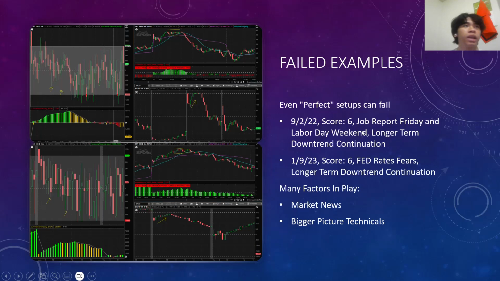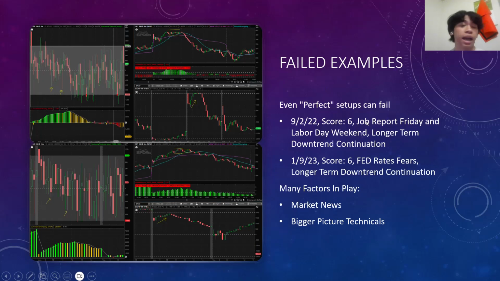So even the perfect setup, or any setup, can fail, right? As you can see here on September 2nd, I keep score of how good the setup is based on how many criteria it has met, and the score goes from 0 to 6, 6 being the perfect score. So on this day, it had the perfect score: very good ADD movement, high VOLD, consolidation, separation from VWAP, the low ticks are being bought, but it still failed.